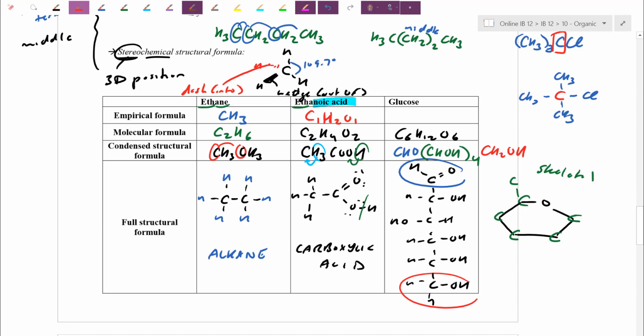So there isn't one right way of representing it here. This one here has the empirical formula CH2O, similar to ethanoic acid, but a totally different molecule. This is going to be a simple sugar.